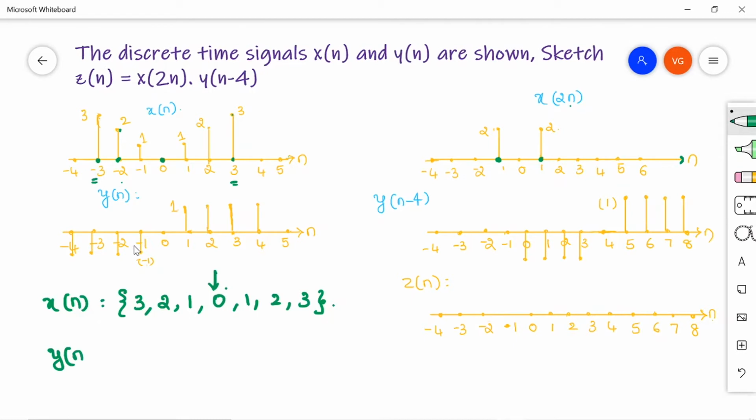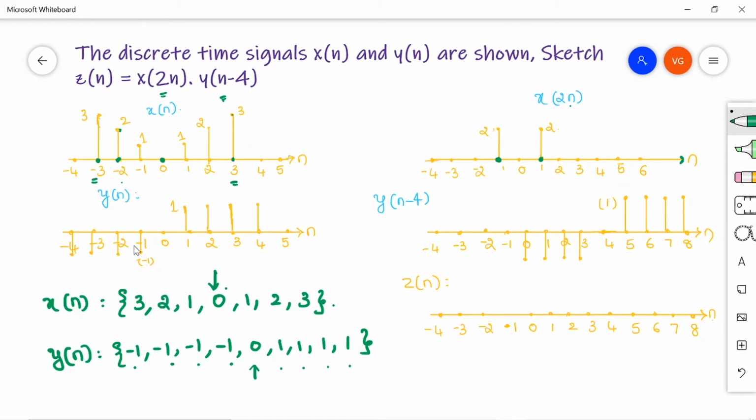Similarly, I am writing for y of n also. Amplitudes are minus 1, minus 1, minus 1, minus 1, 0, again 1, 1, 1, 1. So this is also 0. This is n is equal to minus 1, minus 2, minus 3, minus 4, and 1, 2, 3, 4. Right? Now, first you have to draw x of 2n. Then you have to draw y of n minus 4. Then multiply the two signals. I'll explain now how to draw your x of 2n.